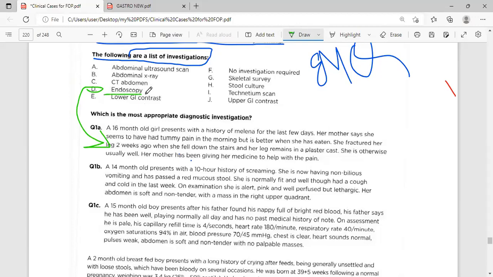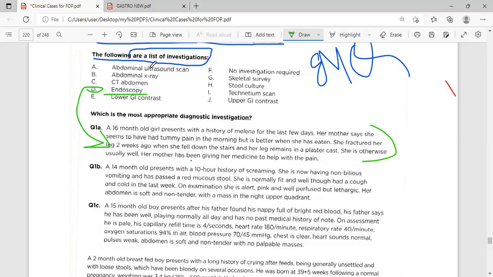Yes, direct visualization. And whenever you have any clues in the exam, you have to think about certain differential diagnoses. In this case, the investigation of choice may be stool examination, urea breath test, or endoscopy. But depending on which one is there in the options, you have to choose.